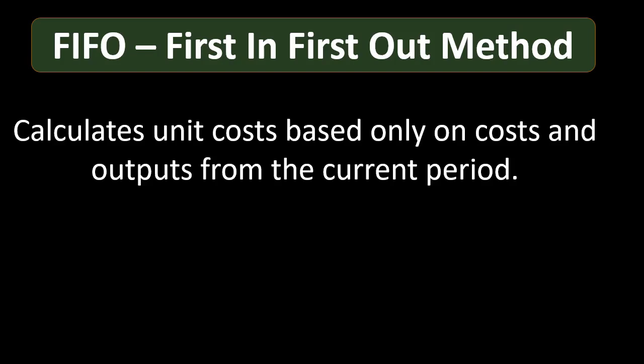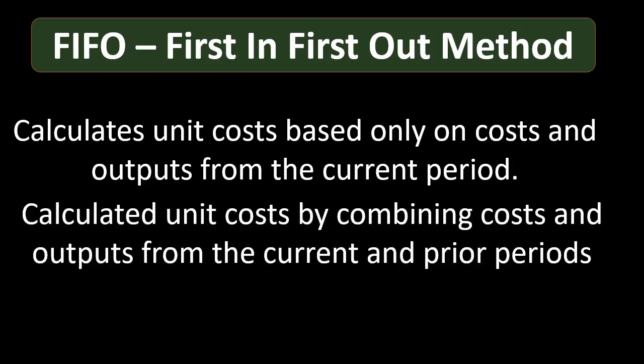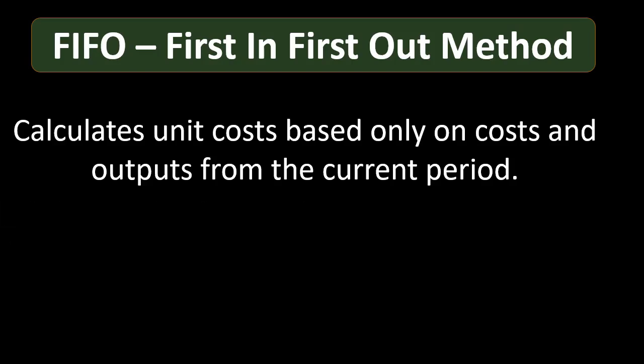The first in, first out method calculates unit cost based only on costs and output from the current period. So we're looking at the costs for the current period and applying out those current period costs with a first in, first out assumption. Our comprehensive problem will use the first in, first out method, and our example problems and our illustrations will be using the weighted average method.